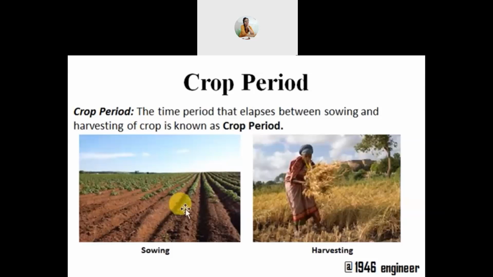Sowing is what you do after the preparation of the land. You sow the seeds and you will get the crop. Harvesting is when the crop reaches maturity, you cut the crop. So the time period that elapses between sowing of a crop and harvesting of a crop is known as crop period.